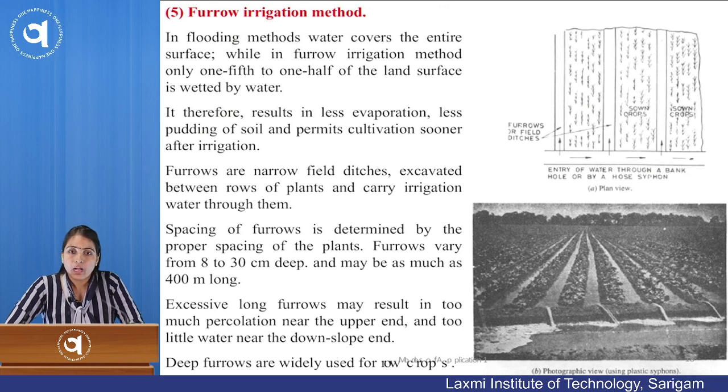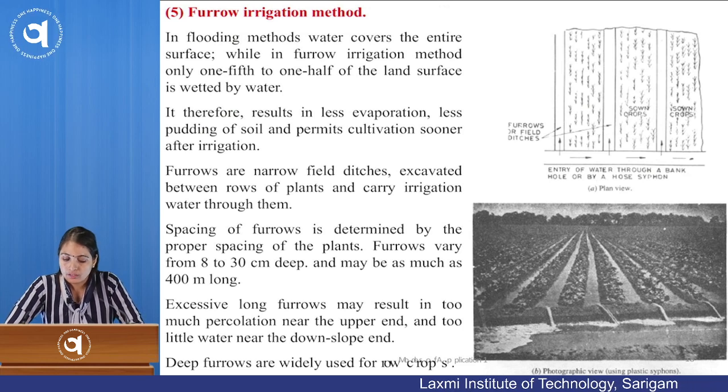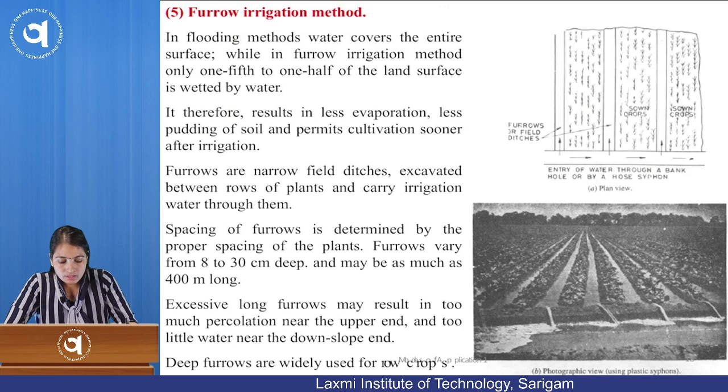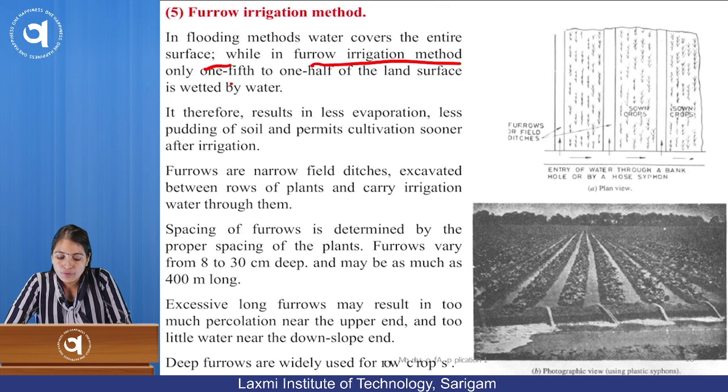Another method is the furrow irrigation method. The furrow irrigation method is just similar to border irrigation, but some changes are there. In flooding, water covers the entire surface, while in the furrow irrigation method only one-fifth to one-half of the land surface is wetted by water.